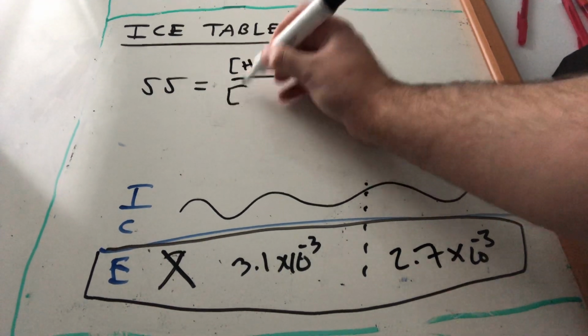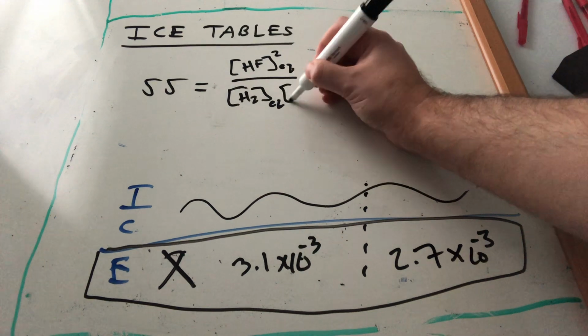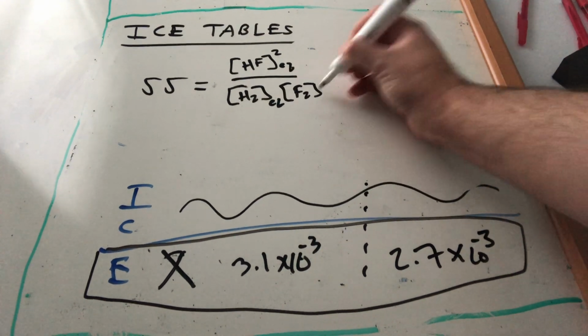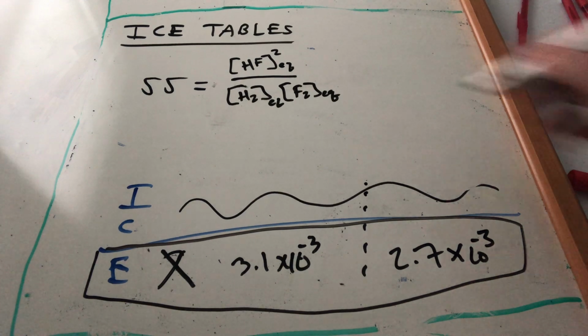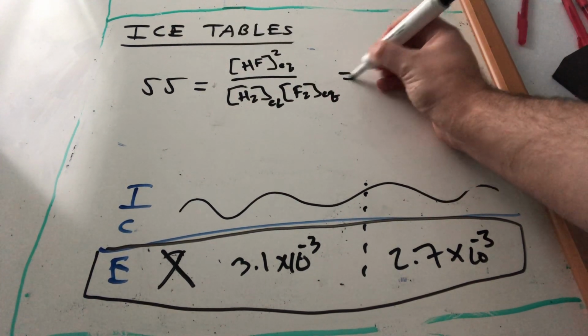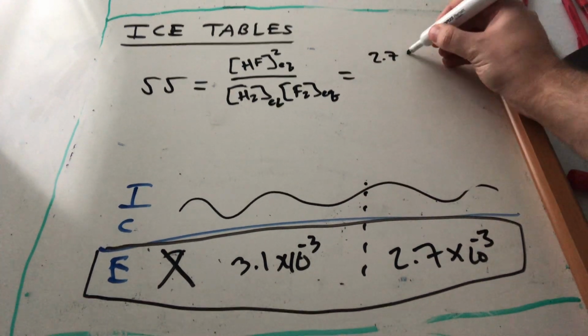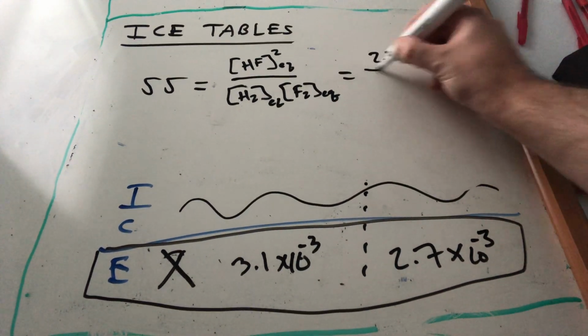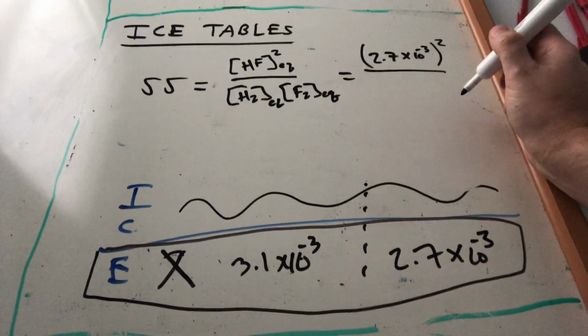Over the concentration of H2 raised to the first power at equilibrium and the concentration of F2 raised to the first power at equilibrium. If you look at the reaction that we were analyzing, this is the appropriate K expression. So 55 equals 2.7 times 10 to the minus third molar. We don't write in the molar, all right? Based off the stoichiometry, you have to square it.